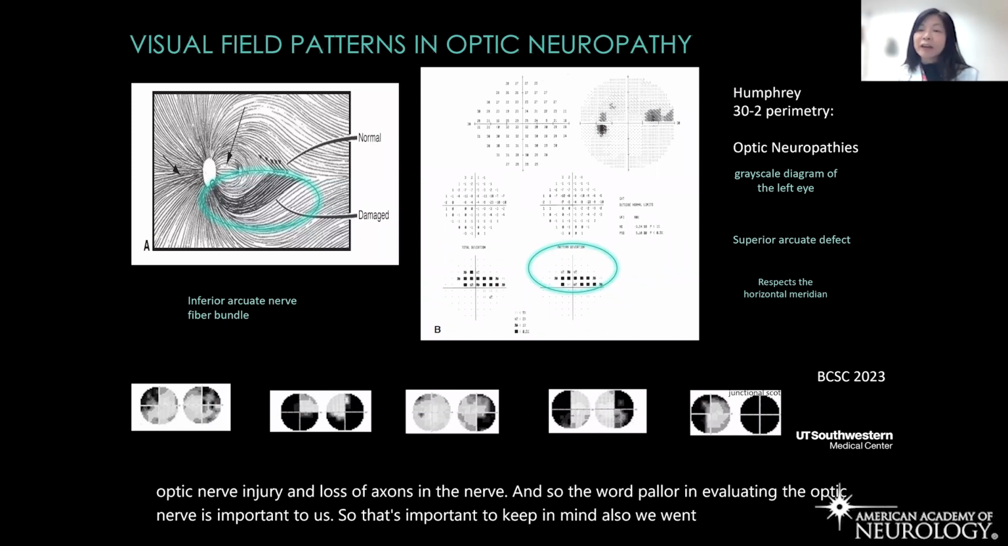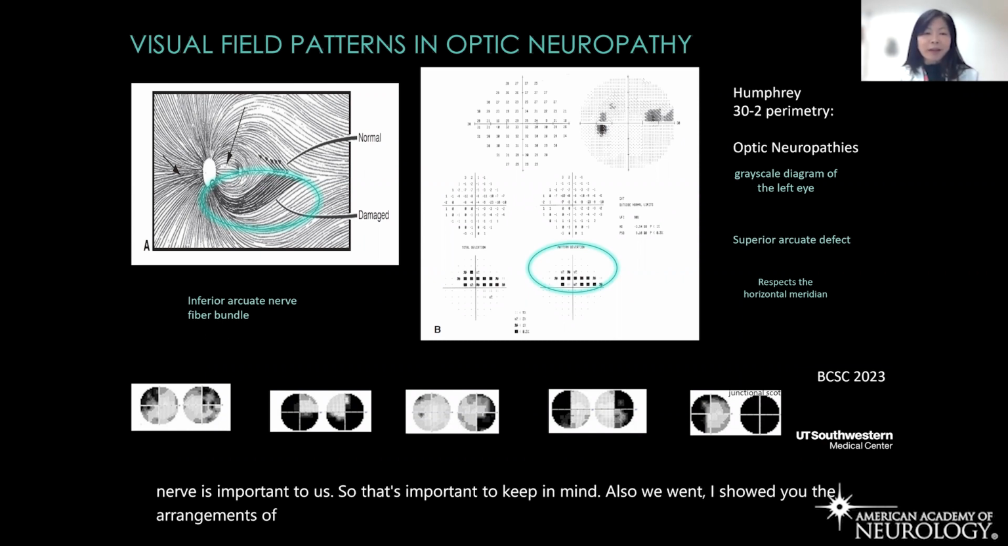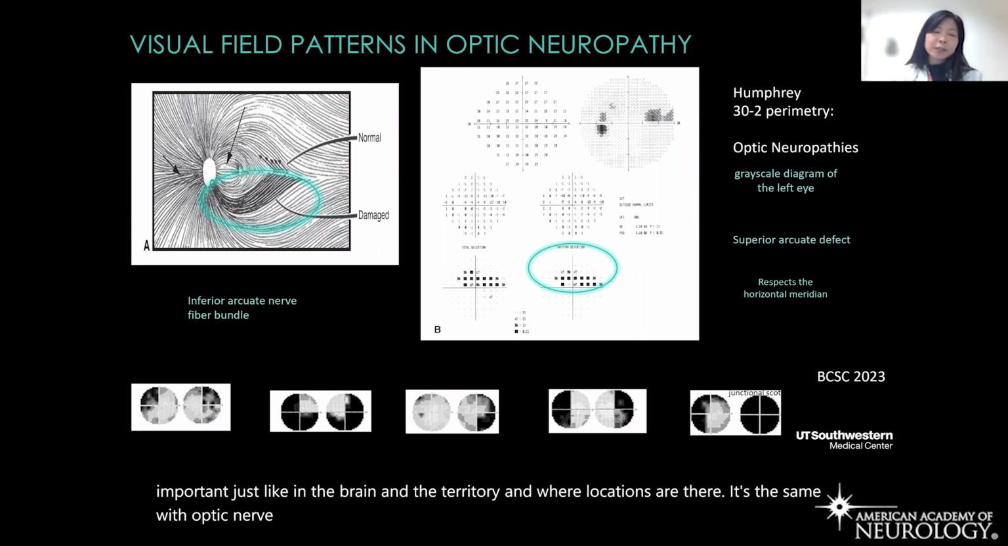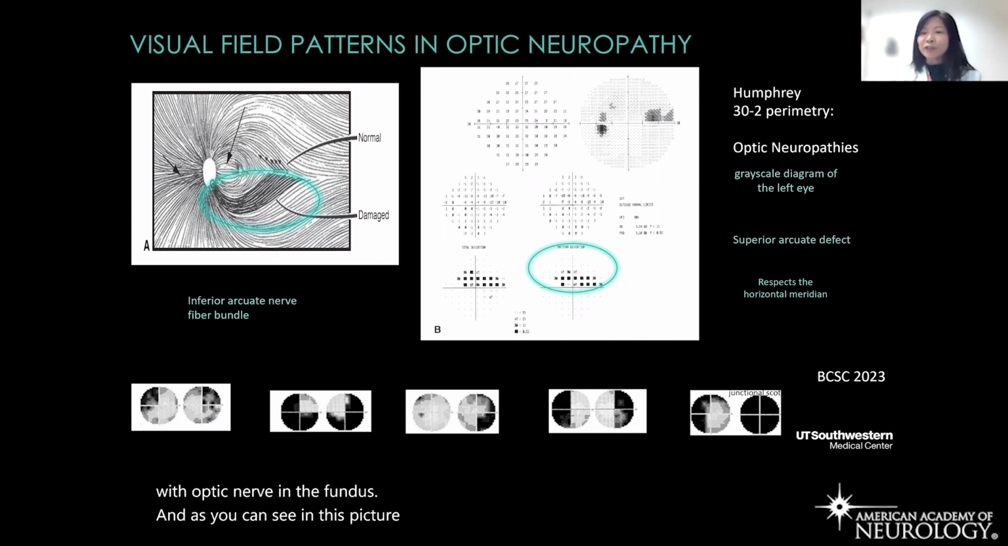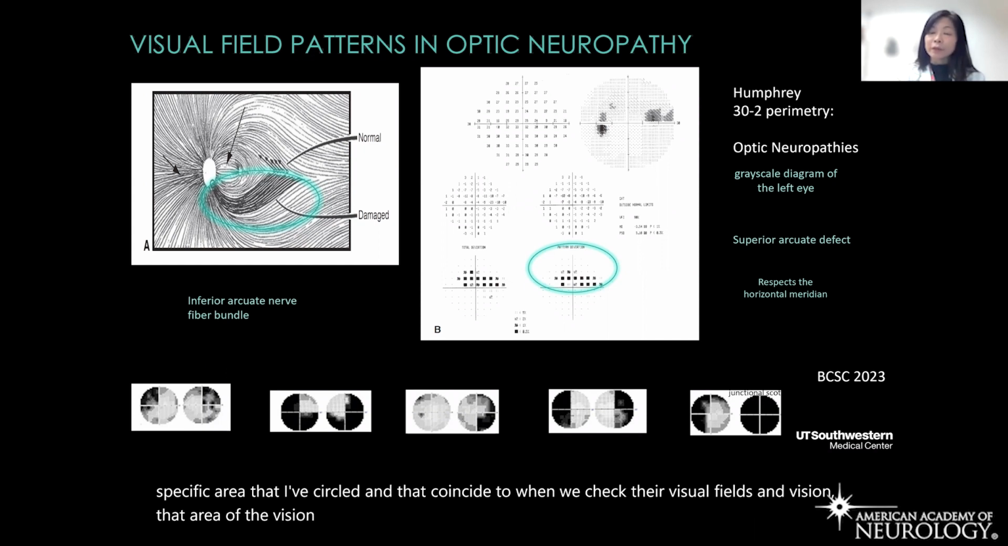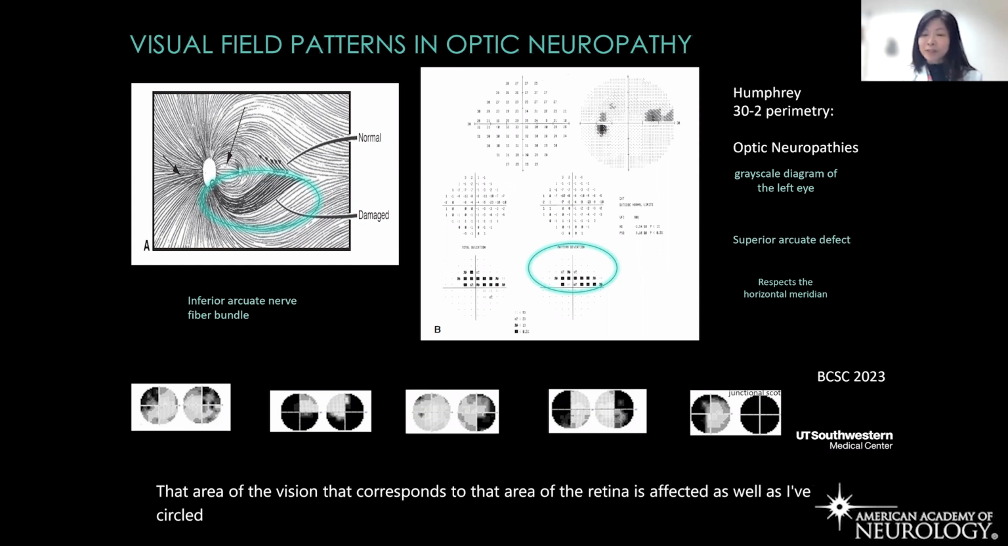I showed you the arrangements of the nerve fiber layer where the ganglion cells are, and arrangements are important, just like in the brain and the territory and where locations are. It's the same with the optic nerve and the fundus. As you can see in this picture, there's a defect that occurred in the nerve fiber layer in a certain specific area that I've circled. And that coincides to when we check their visual fields and vision, that area of the vision that corresponds to that area of the retina is affected as well, as I've circled. So that's how it becomes really important to identify where in the nerve it's affected.